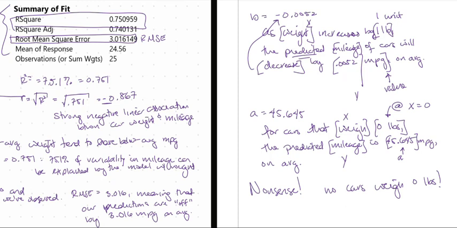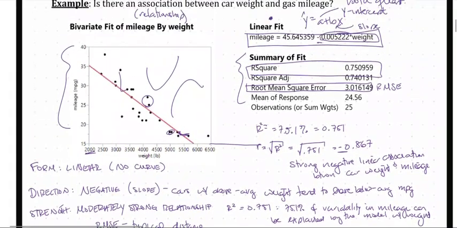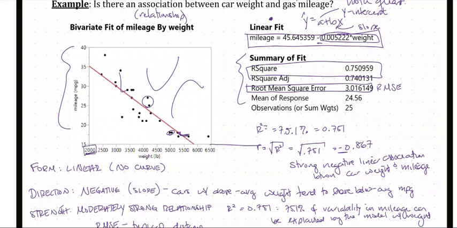That's impossible. But it is a correct interpretation. The problem with this is that it is an example of extrapolation. Let's look back at our data. Here we see that the smallest value is 2,000 pounds. So the lightest cars in our sample are about 2,000 pounds. They're actually around 2,500 pounds.